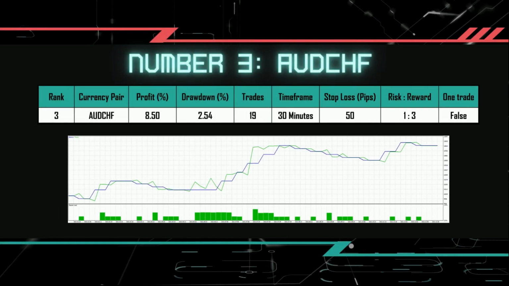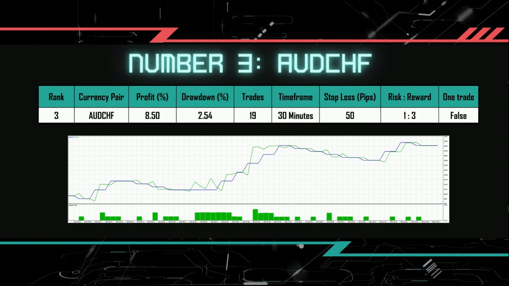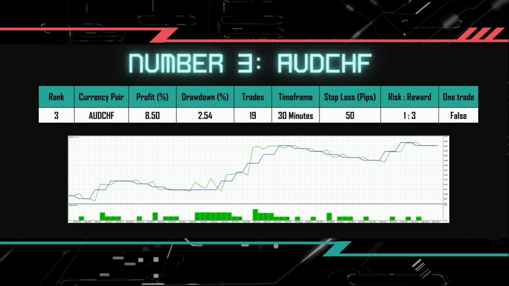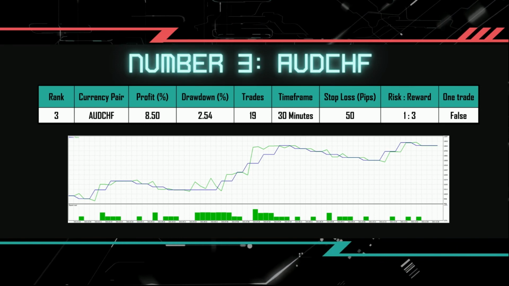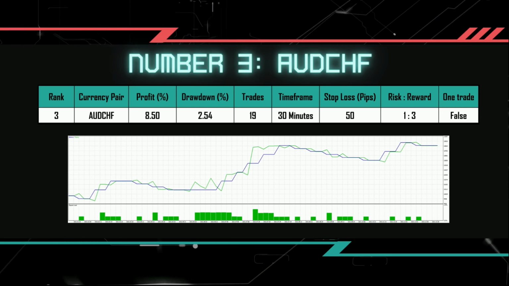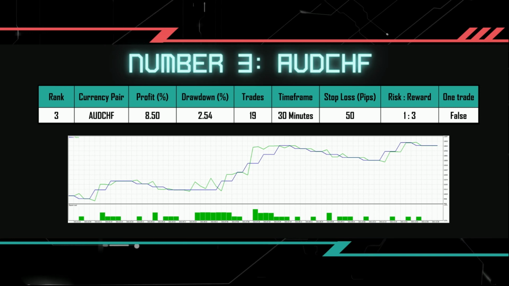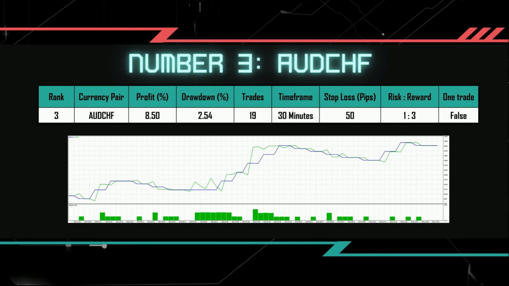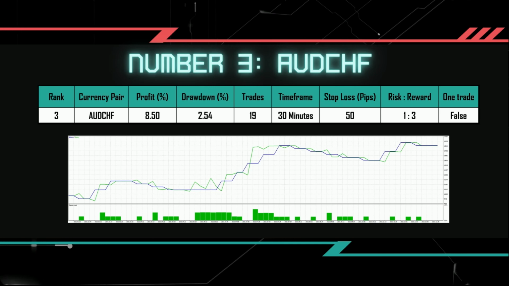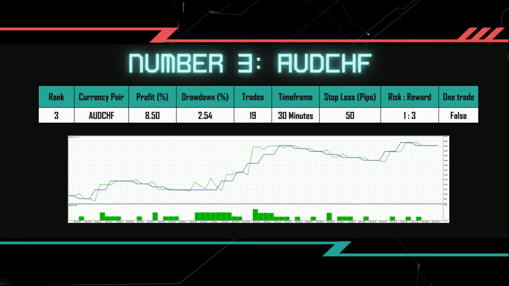Moving to the top 3. At number 3, we have the Australian dollar and Swiss franc. This pair has a high profit percentage and a low drawdown percentage. The optimal settings are 30 minutes time frame, stop loss level at 50 pips, and a risk to reward ratio at 1:3. There were a total of 19 trades executed in 2021. The equity chart is moving upwards and getting higher and higher. I like the progress of this equity chart.